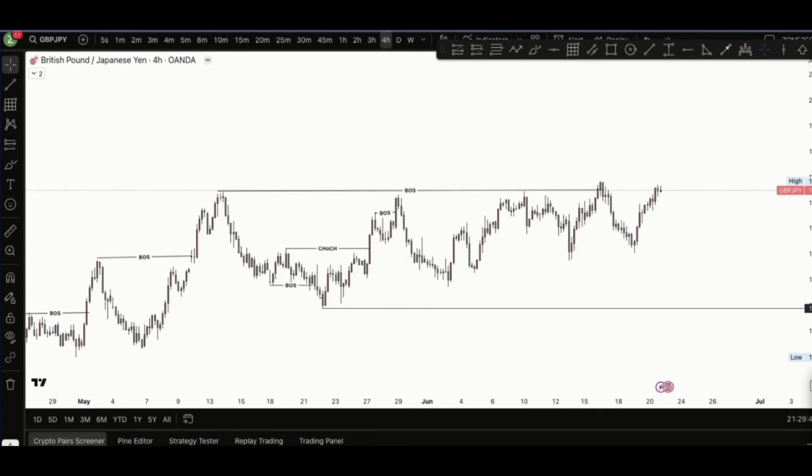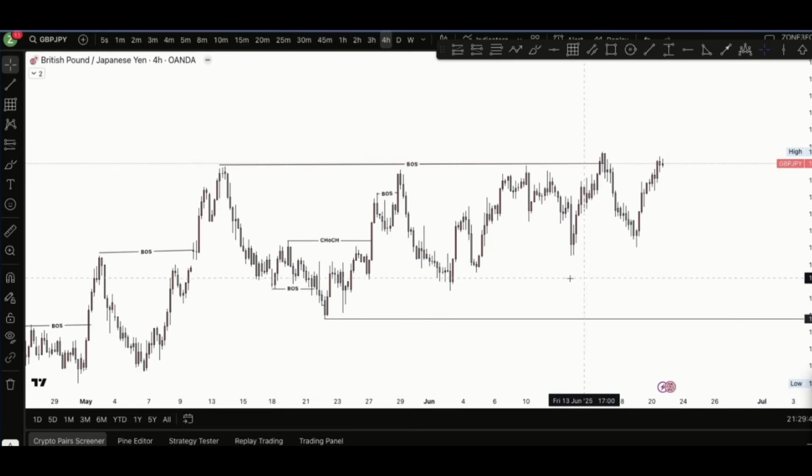You have to understand it. That's why I started with the textbook perspective. You get it? So this is a substructure, that is a pullback, and then this is a minor structure. The small structures form within the main structure or the continuation structure.